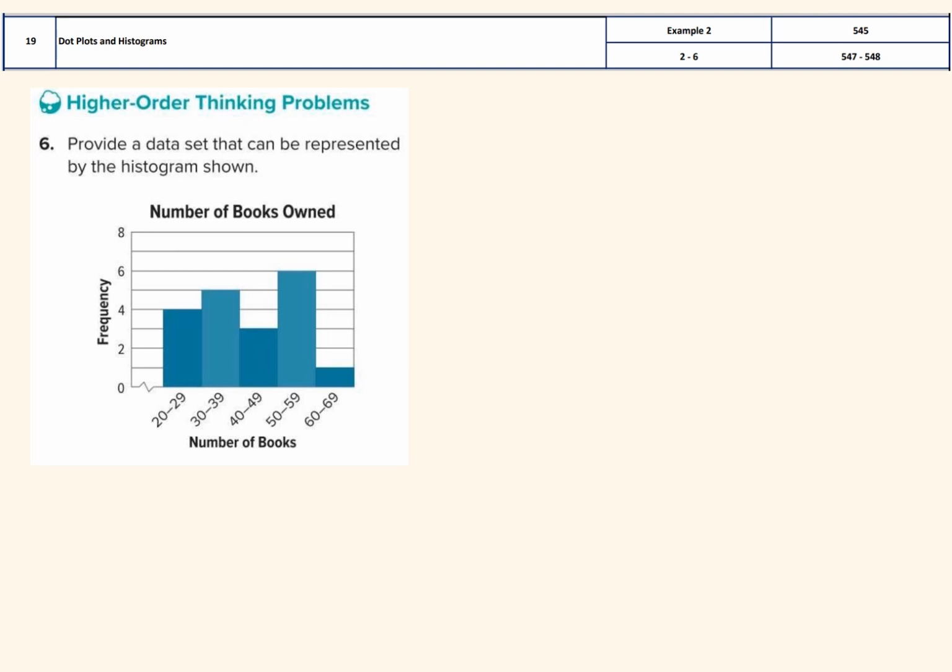For example, between 20 and 29, we see that we have 4 values. So let's say 20, 21, 23, and 28. These are values between 20 and 29. Okay? Of course, you won't all have the same answer. Here, the answers will vary. So there is no one unique correct answer.